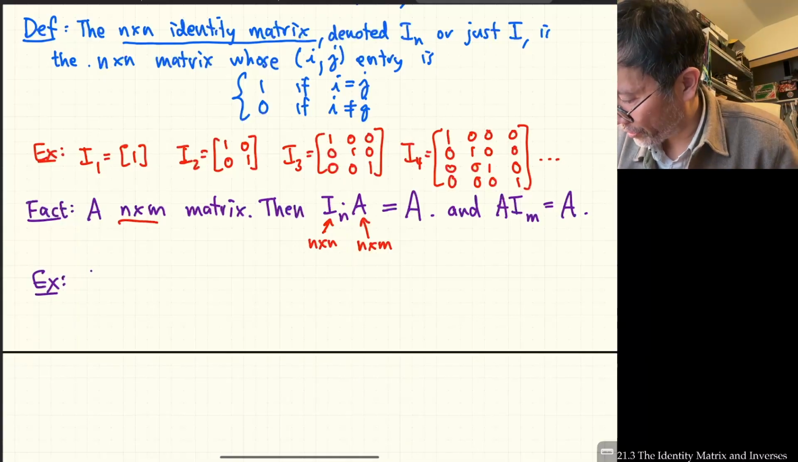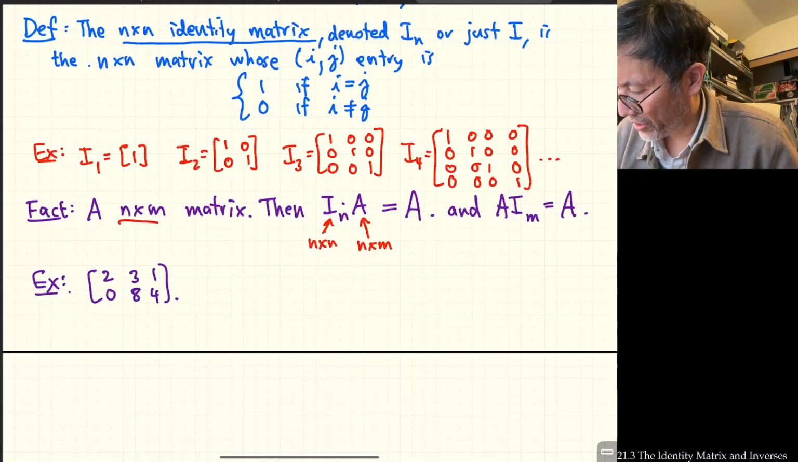Okay, so for example, let's say that we have the matrix 2, 3, 1, 0, 8, 4. And let's say this is our matrix A.